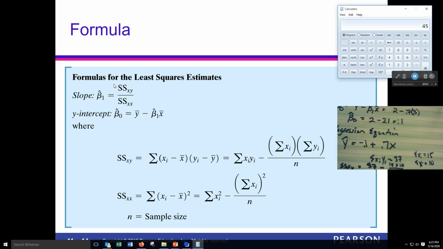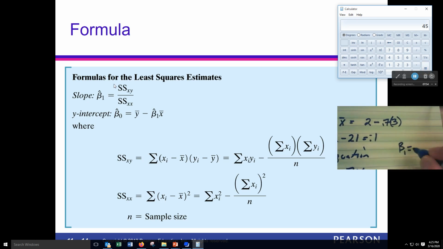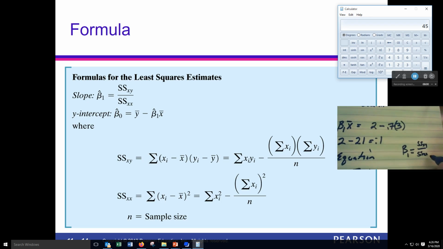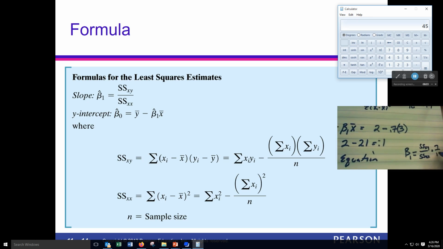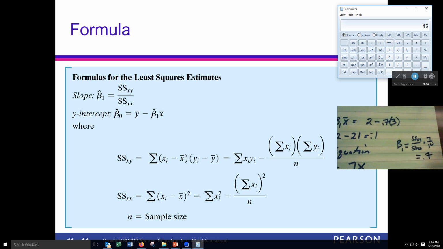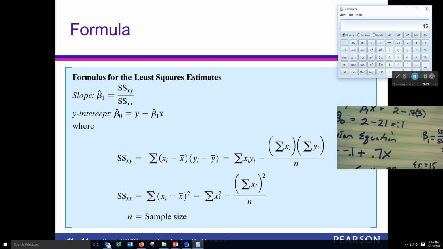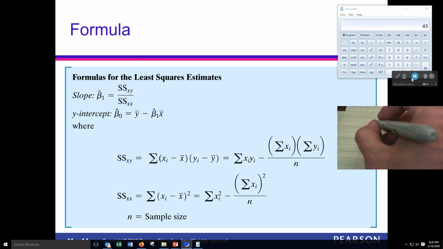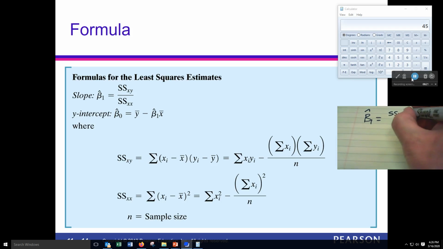So now, sticking that in here, beta 1 is equal to the SSXY, which was 7, over the SSXX, which is 10. That's 7 over 10, and that comes out to be 0.7. So the beta 1 term in my regression model is 0.7. That's beta 1 hat, excuse me, equal to SSXY over SSXX, which is 7 over 10, which is 0.7.